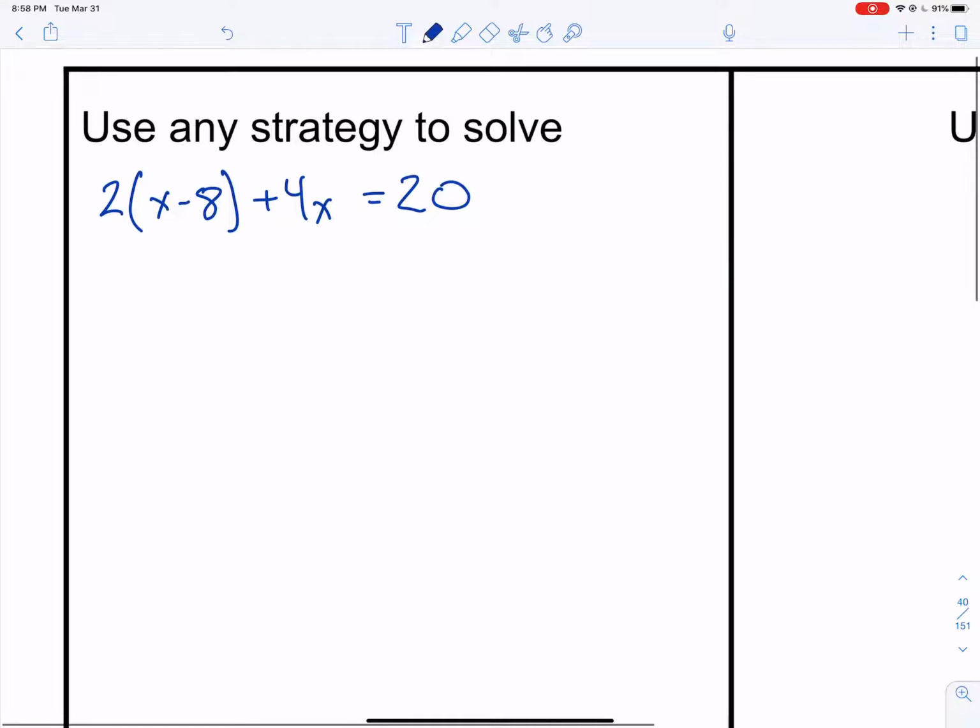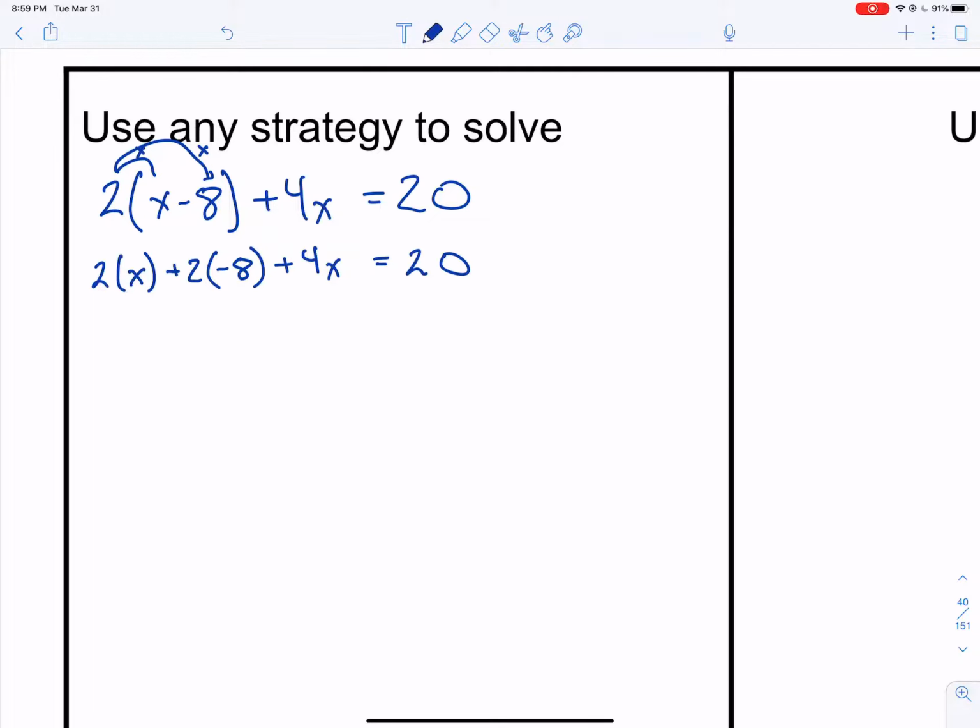Okay, so distributive property. So this 2 in front of the parentheses, we're going to multiply it by each of the terms inside. So 2 times, I'm going to just write this out every single step just in case you forgot. So 2 times x, and then again 2, the 2 in front, times, and that negative sign goes with that 8. And then everything else, we're just rewriting it as it is. Okay, so 2 times x is 2x. 2 times negative 8, that's negative 16, so it becomes minus 16, plus 4x equals 20.